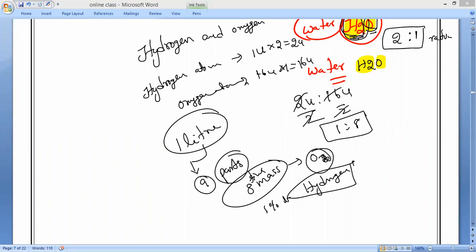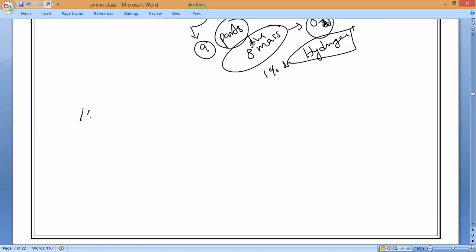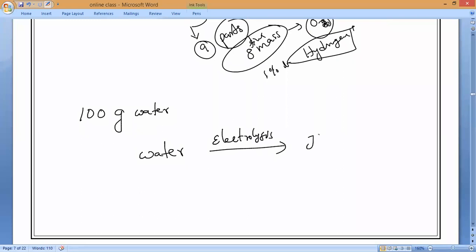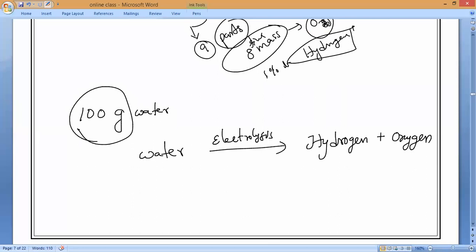For example, as I told you, if we take 100 grams of pure water, okay? Now, if I undergo the electrolysis reaction, passing electricity through water, you will study electrolysis in class 8. What products will come? We'll get hydrogen plus oxygen. Now observe very carefully. How much water have I taken, Omar? 100 grams.